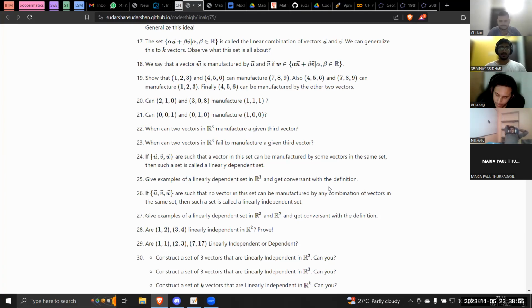I think 24 and 25 is very close to what I mean. We can finally forget about manufacture and all that, and talk about linearly independent and linearly dependent sets.